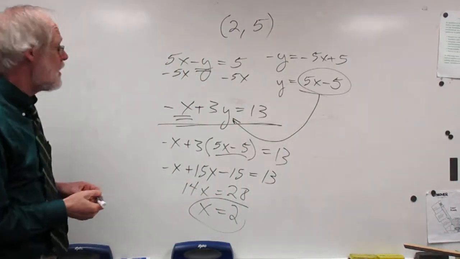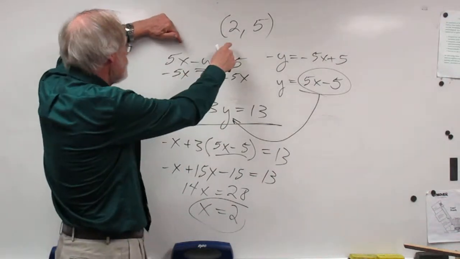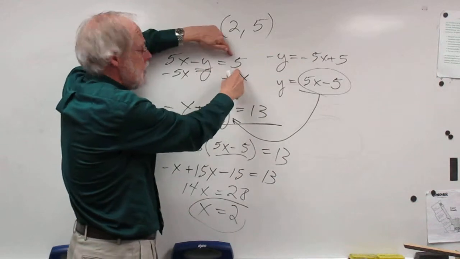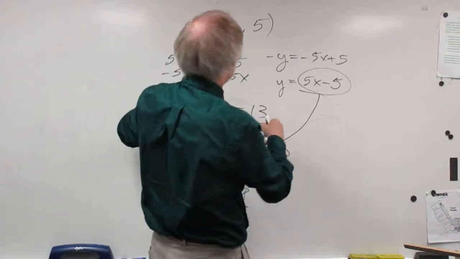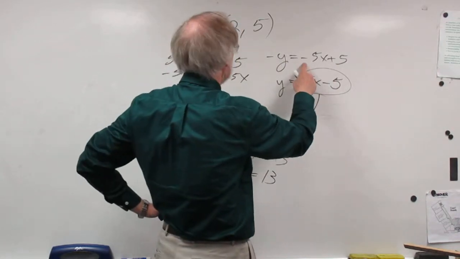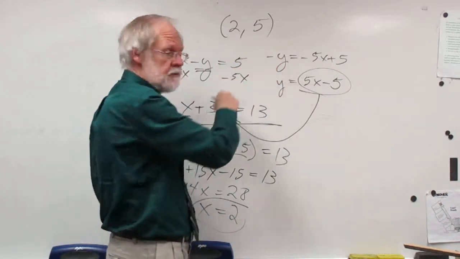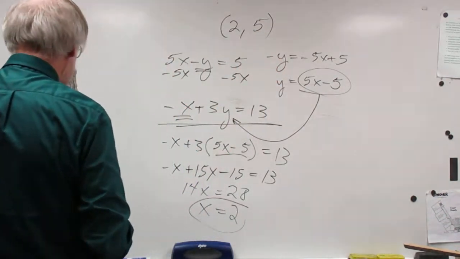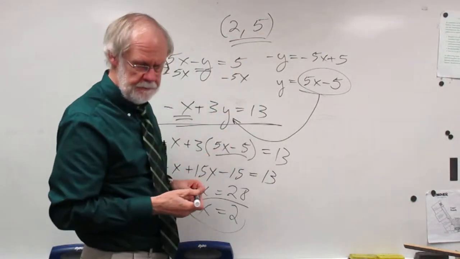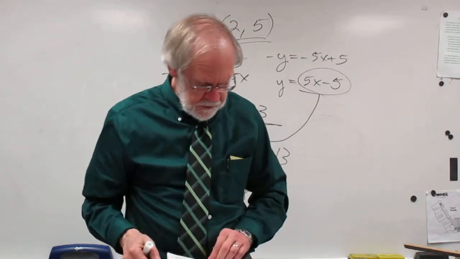Now, let's make sure that works. So if I put those two into the original one over here, I get 10 minus 5 equals 5. Correct. Over here, if I put it into the original one, I get 2 times 5 is negative 10 plus 5 equals negative y, and y is 5, so it equals negative 5. So in fact, they both worked. This point is the point of intersection. And I believe that that is what you need to know for this section.